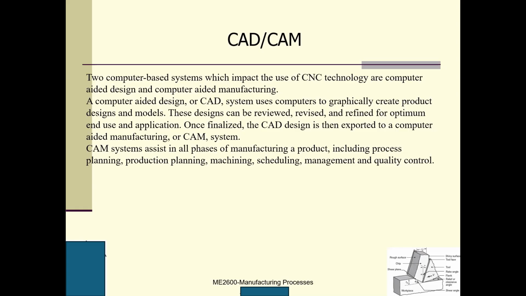Once finalized, the CAD design is then exported to a computer-aided manufacturing, CAM, system. What is CAM? I want you guys to remember, okay? A CAM system assists in all phases of manufacturing a product, including process planning, product planning, machining, scheduling, management, and quality control. This is the CAM system. Any questions?